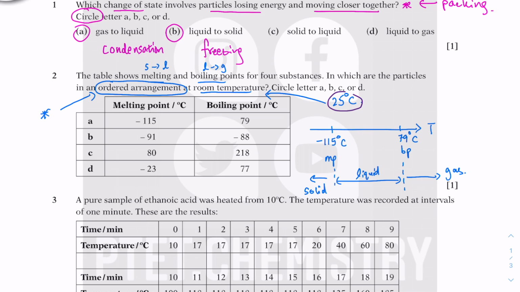So what you're trying to do here is see where 25 degrees Celsius is. We don't need to know the exact value, but 25 degrees Celsius lies somewhere in between. This diagram is not drawn to scale, it's just representative so you can see where 25 degrees Celsius, which is room temperature, lies. If you are there, you are still a liquid. So A is a liquid. I have a feeling that they are asking for us to refer to a solid.